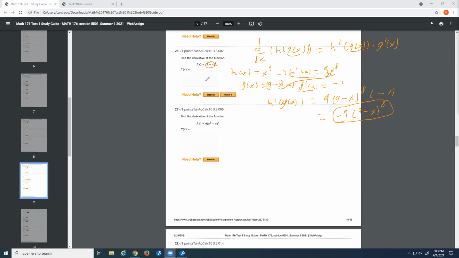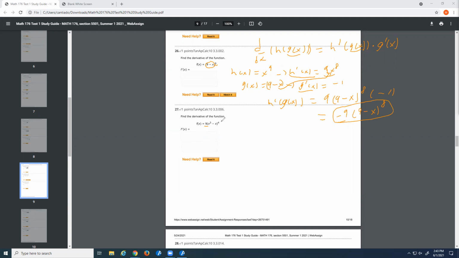All right. Cool, so moving on to number 27. I think I'll do one more of these, and then if there's any ones that are similar like this, I'll probably let you guys practice. So with this, we have 9 times x cubed minus x, all to the 4th power.